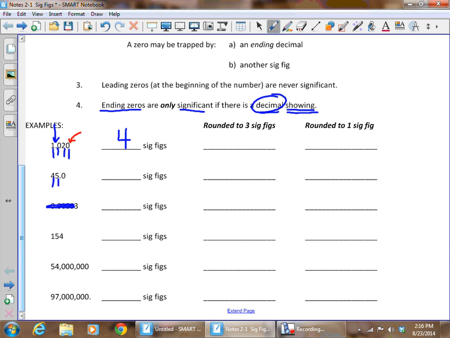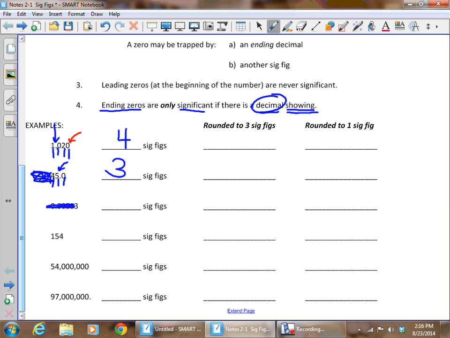So now we come down to the last two rules, whether it's a leading or an ending zero. There are no leading zeros. There are no zeros up here, but there is a zero at the end. And since there is an ending zero, we go with our rule. Ending zeros are only significant if there is a decimal showing. Is there a decimal showing? Yep, right there. 3 sig figs.